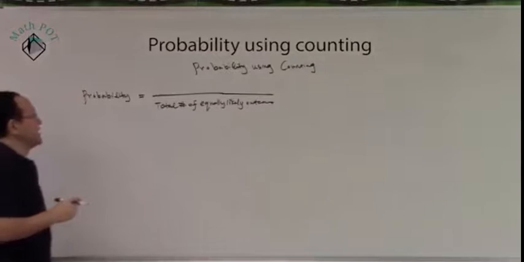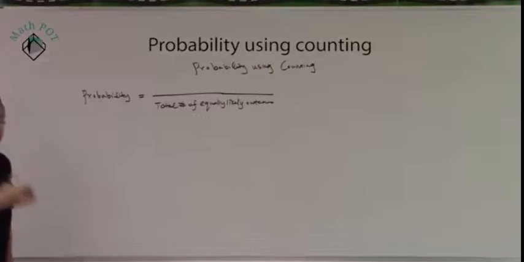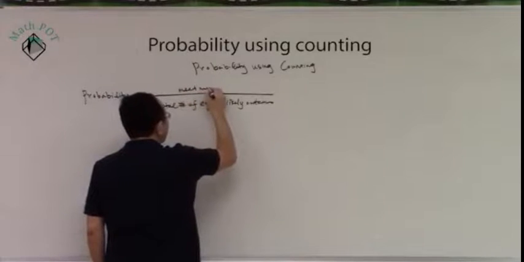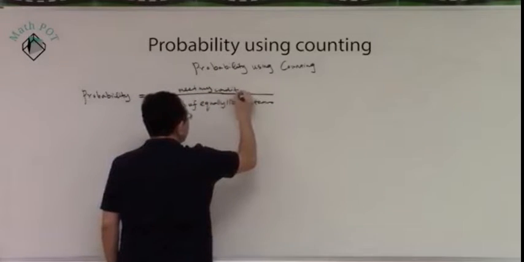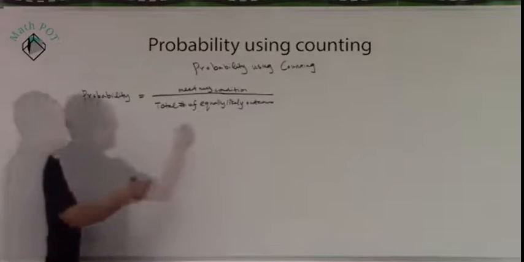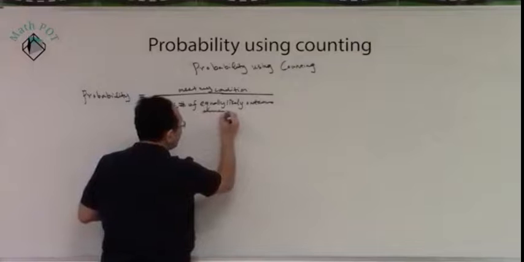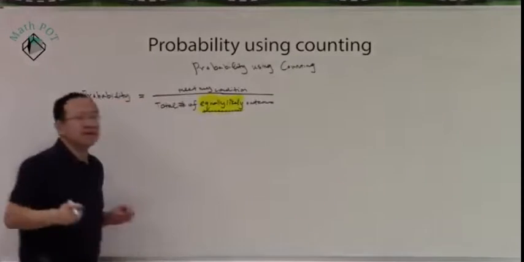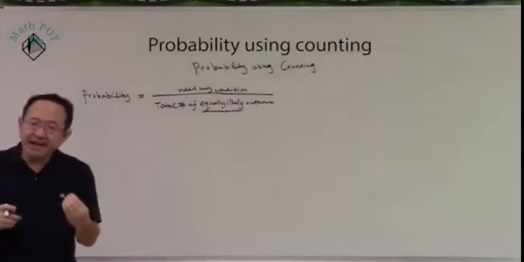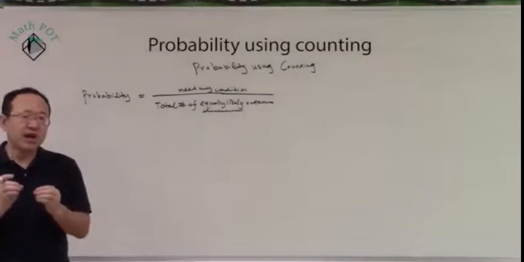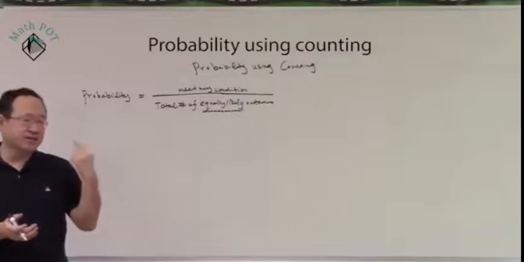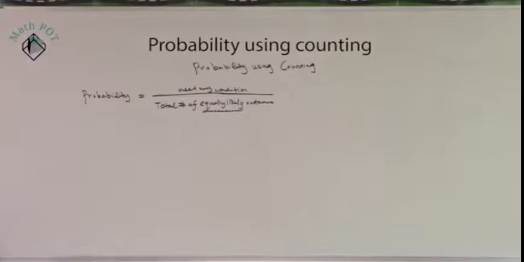The top number is nothing but the number of outcomes that meet my condition. Let's call this "meet my condition." Remember this formula, and also always remember those two words, "equally likely." If you find the outcomes are not equally likely, first you need to change this to equally likely and then solve the problem from there. That is definitely super important.